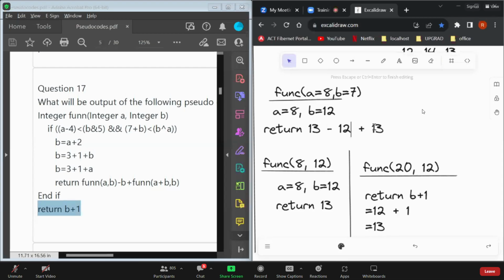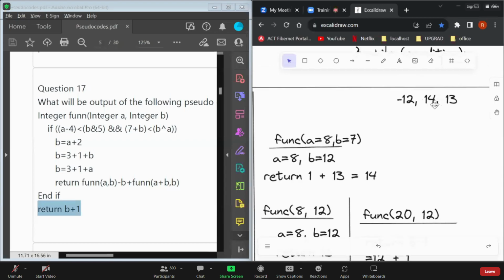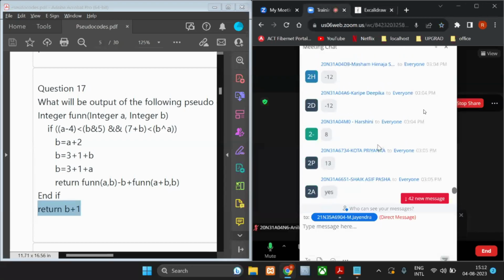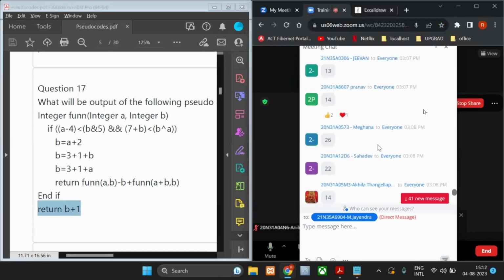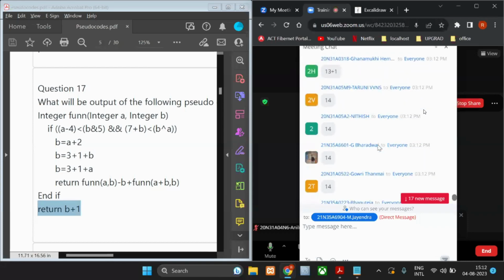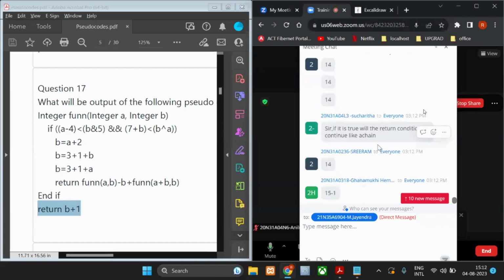13 minus 12 results in 1. 1 plus 13 is equal to 14. That means your answer should be 14. Did you guys mention 14? Yes, so the correct answer is 14.